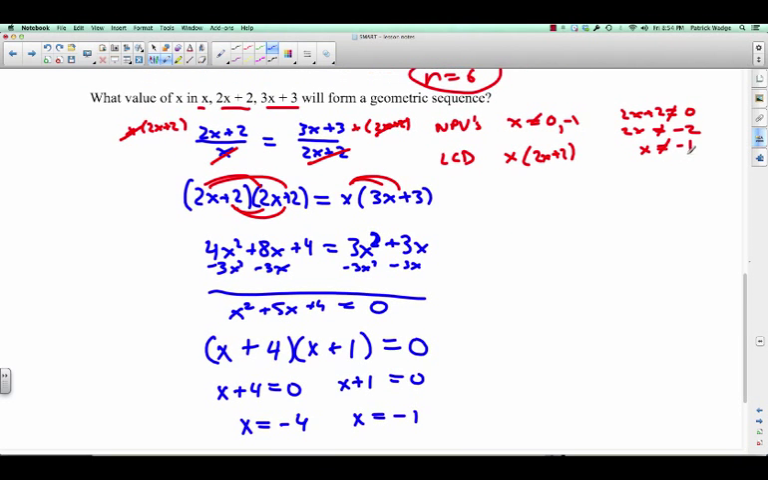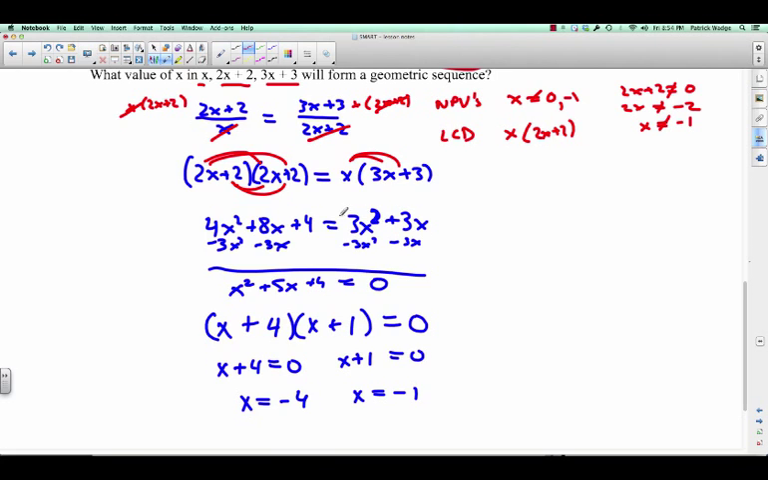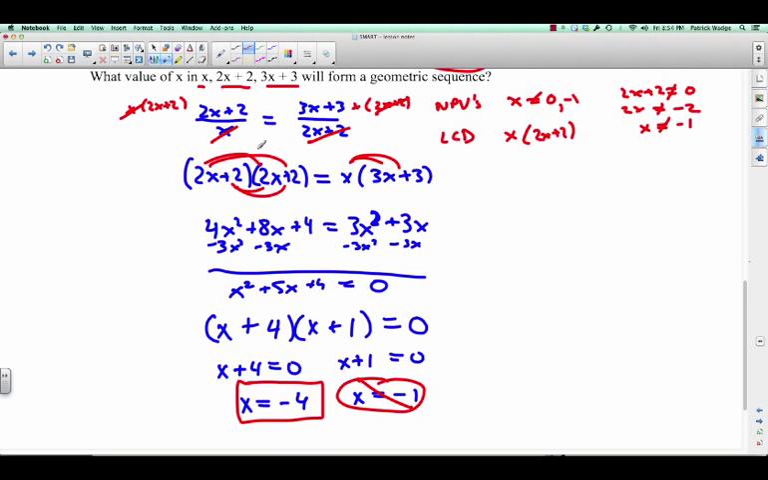Compare them to the non-permissible values. Hey, x cannot equal negative 1, so you need to get rid of this answer right here, and what you're left with is x equals negative 4. Not sure if it's true? Let's try it out. The first term was x, which would be negative 4. The second term would be 2x, or 2 times negative 4, which is negative 8, plus 2 is negative 6. And the third term would be 3x, 3 times negative 4 is negative 12, plus 3 is negative 9. If you divide negative 6 by negative 4, you'll get 1.5. If you divide negative 9 by negative 6, you also get 1.5. The common ratio is 1.5 in this case. It worked.